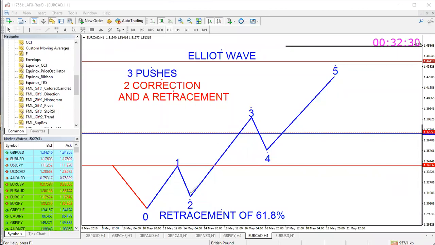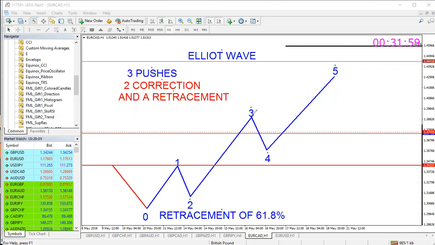From 2, it goes to 3. And 3 is always the longest. So I always advise you enter in here because you might not always catch this 0. You might not always be able to buy the very lowest of the market at all times. So in order not to risk your money, I always advise you wait for this 2 before you enter in for a buy. Once you get here, you exit. And once you see it break past this support resistance line, then you are going to enter in for another buy.